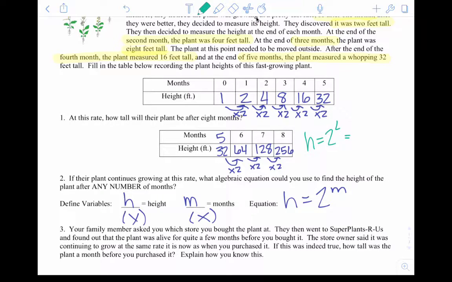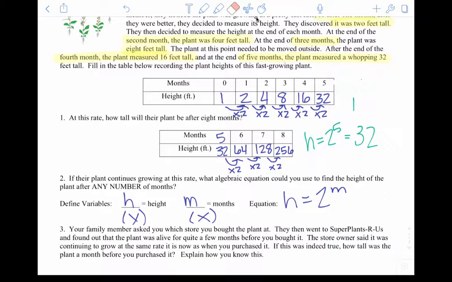So let's try it for 4. 2 to the fourth, I need to write this out to think about it. That's 2 times 2 times 2 times 2. Well, 2 times 2 is 4. 2 times 2 is 4. 4 times 4 is 16. And that's my height after 4 months. Let's try it for 5. Let's just double check that it works. 2 to the fifth. 2 times 2 times 2 times 2 times 2. Well, I just did this, and I know that that's 16. 16 times 2, well, I know that that's 32. So this works.